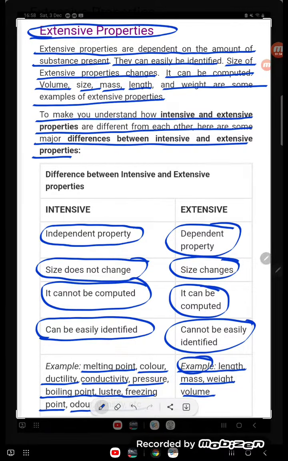These are the extensive properties, that is length, mass, weight, volume. So these are the answers to it.